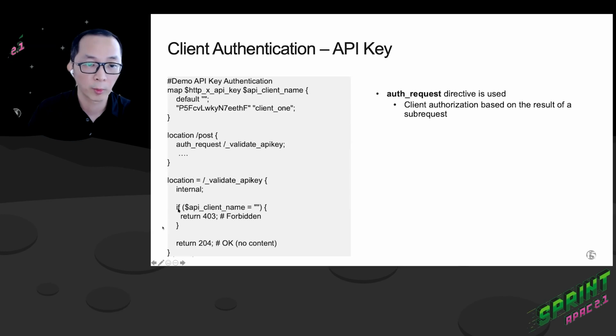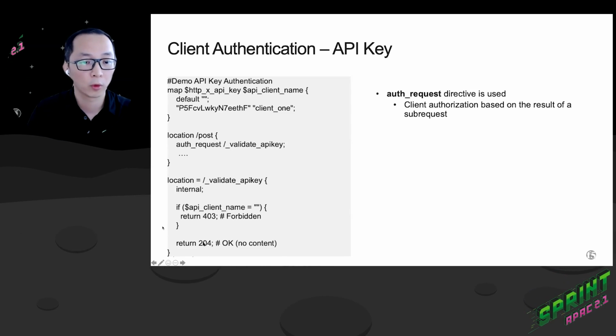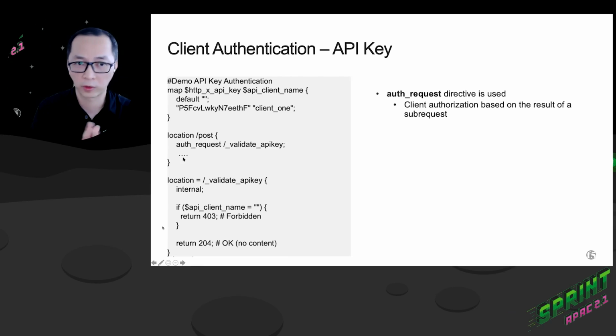So here, now I'm going to evaluate $api_client_name. What is the value of this one? If the value is equal to the empty string, I will return 403. If the value returns something, I'm going to return 204, which is okay, and then NGINX will continue to execute the rest of the logic. Now, this is one of the simple steps to define client authentication.